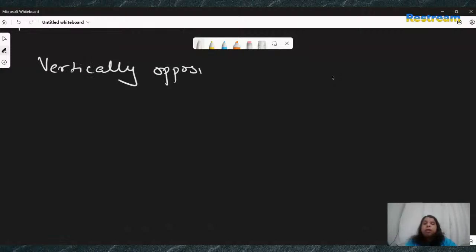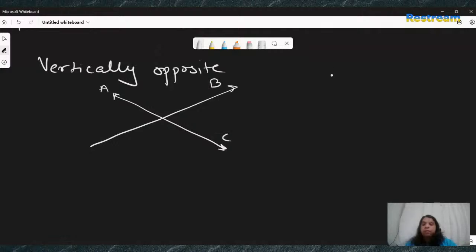Okay. And these also play a very important role when it comes to deductive geometry or geometrical proofs when we will be doing them afterwards. So what vertically opposite angle means is that when two or more lines intersect each other. So let's start with two lines first. So when two lines intersect each other, this is A, B, C, and D. This angle is equal to this angle, and this angle is equal to this angle.